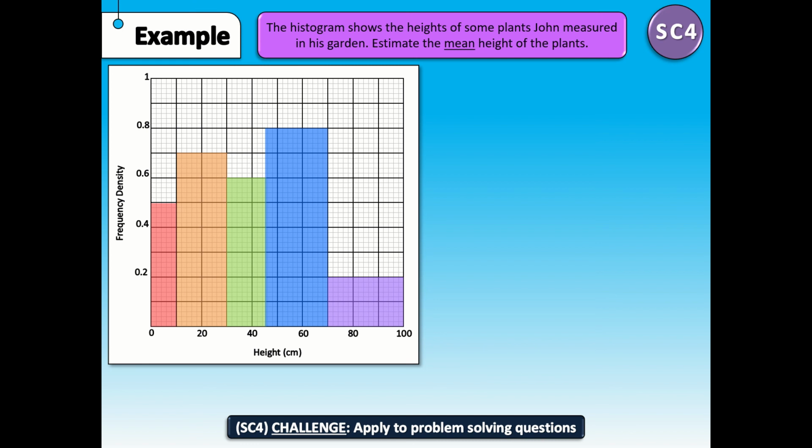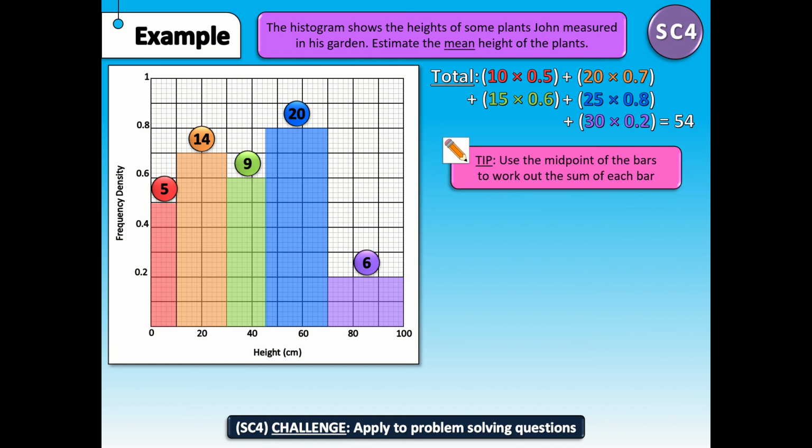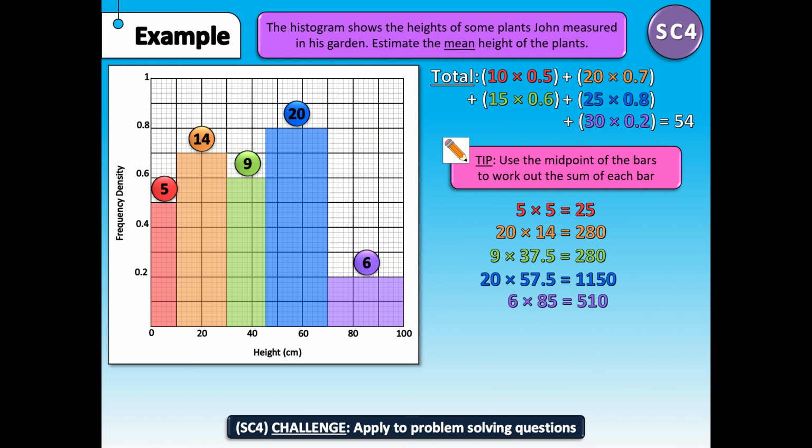For this question, we want to work out an estimate for the mean height of the plants. So again, work out the total. So that's 54 plants. And then we use the midpoint of the bars to work out the sum. So 5 times 5 is 25. 20 times 14 is 280. 9 times 37.5 is 280. 20 times 57.5 is 1150. 6 times 85 is 510.